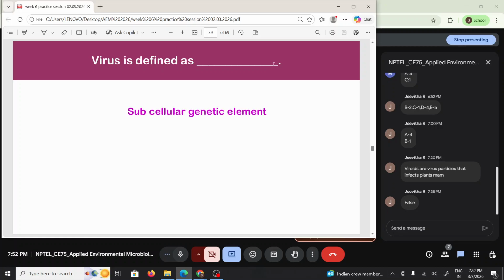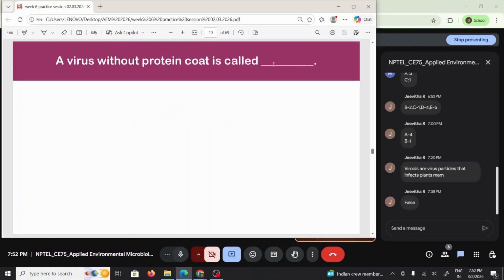Viruses are neither living nor non-living. They are infectious particles, and they can also be called subcellular genetic elements. This is just to get you introduced to this word. Okay. What is a virus without a protein coat called?